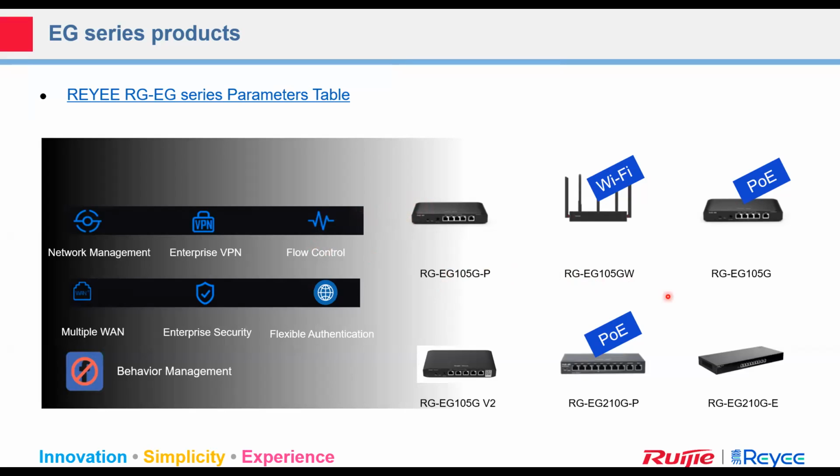Here we have a number of EG models. Some of them have Wi-Fi features. Some of them have PoE features. You can refer to this link where you can see all the parameter tables. But don't worry, I will provide a link for you to download this material, so you can refer to it, and there's a hyperlink to refer to any EG models.